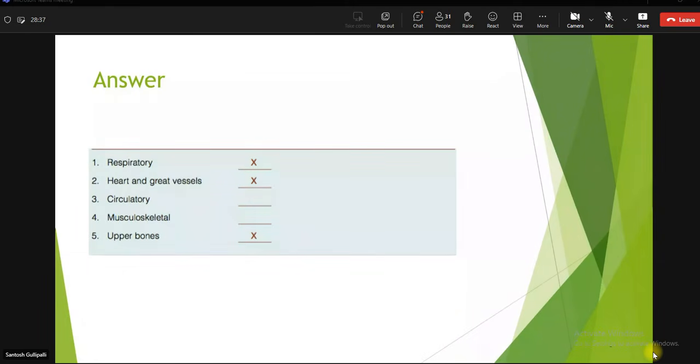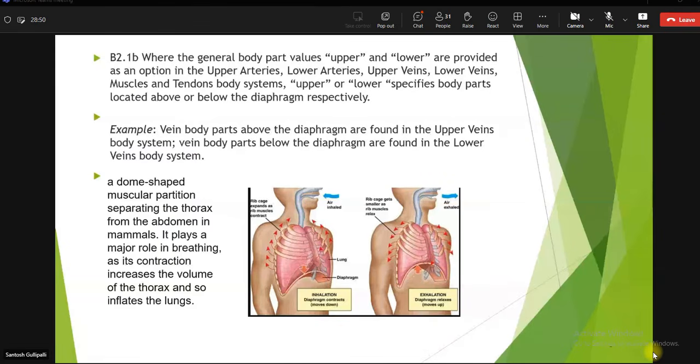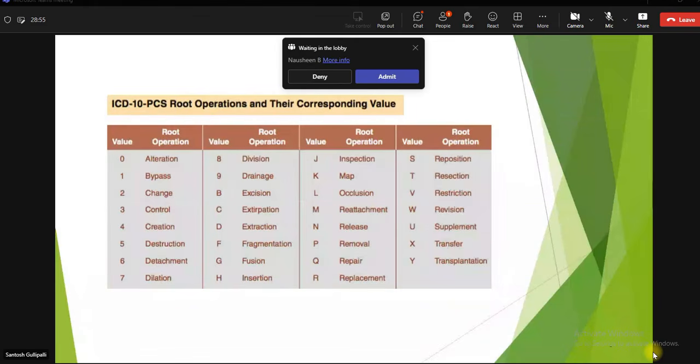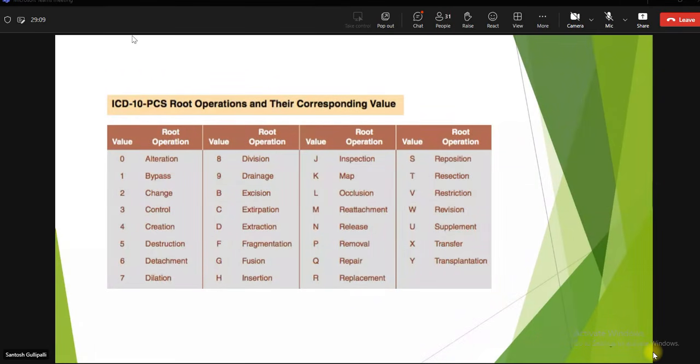Yes, see. Next, the root operation, the third character value. This is a very important role in PCS coding. In ICD-10-CM, we identify the main term, subterm, and carryover lines at the time of code lookup. In procedure coding, the main term is the root operation. First, you identify the root operation in the operative report, in the specific procedure.